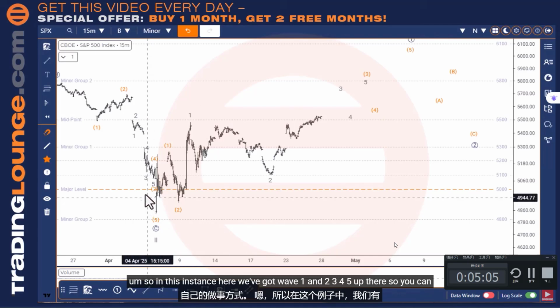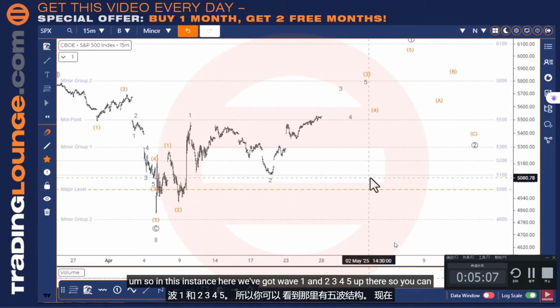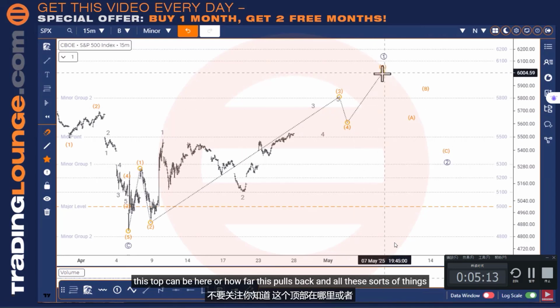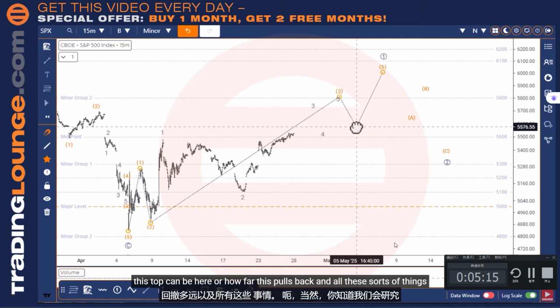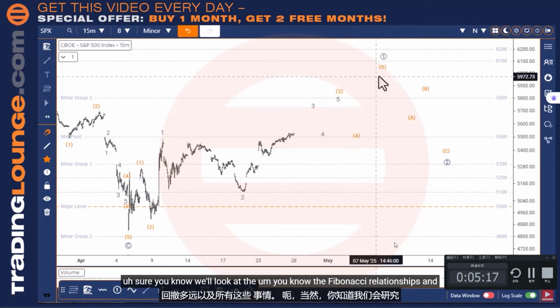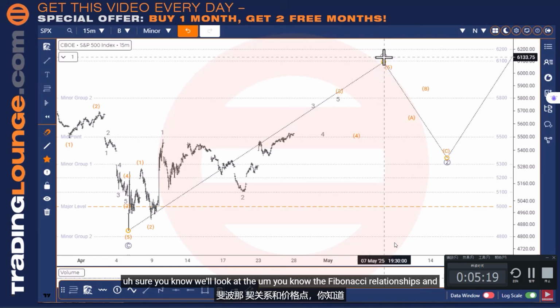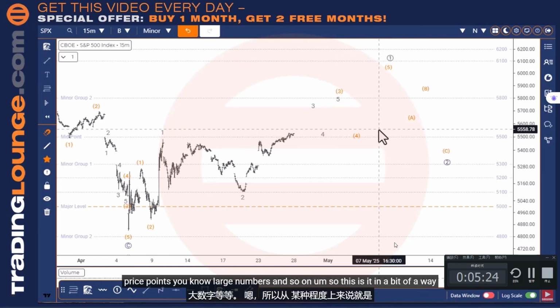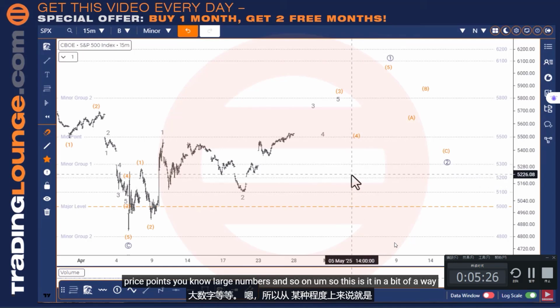So in this instance here, we've got wave 1 and 2, 3, 4, 5 up there, so you can see that 5-wave structure there. Now, don't pay attention to where this top can be here or how far this pulls back and all these sorts of things. Sure, we'll look at the Fibonacci relationships and price points, large numbers and so on.